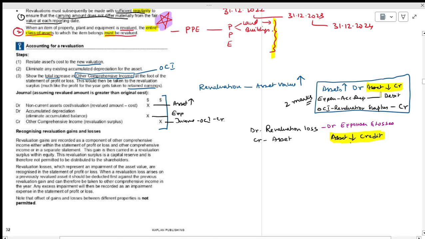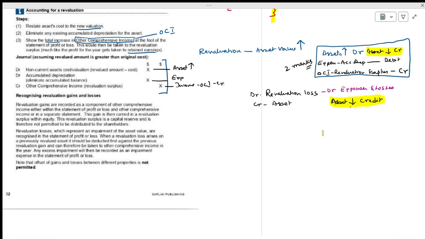Clear, doctor. Okay, revaluation loss. If anything, you stop me. Now, they are saying this, we will cover this. Revaluation gains are recorded in OCI. Revaluation gains go either within the profit and loss account or OCI. This gain is carried within the statement of changes in equity, in revaluation surplus, where a separate column will be there for revaluation surplus. This revaluation surplus is a capital reserve.